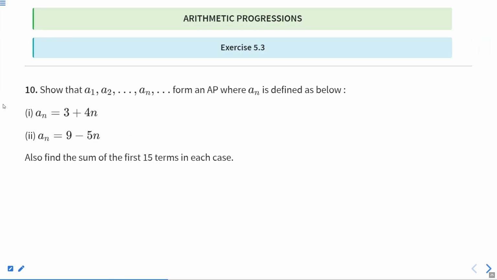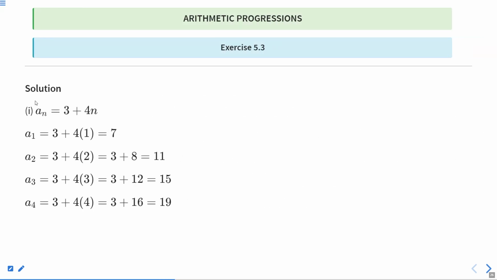Now in question number 10, you have to show that a1, a2, a3, and so on form an AP, where an is defined as below. First, an is equal to 3 plus 4n, and second, an is equal to 9 minus 5n. Also find the sum of the first 15 terms in each case.